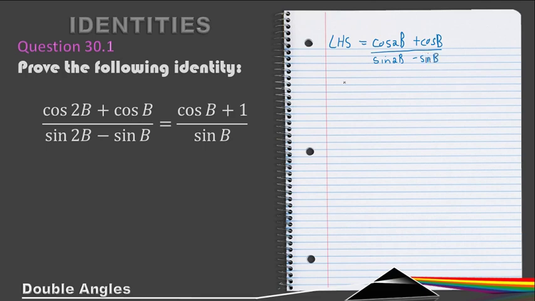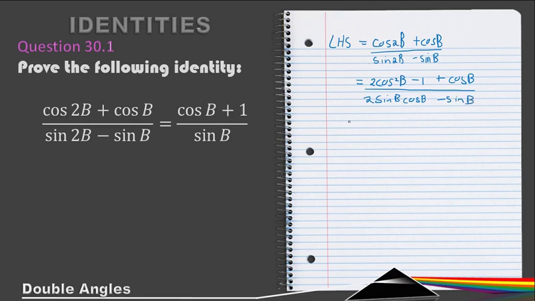Okay, now the first thing we need to decide here is which identity we're going to replace it with, and since we only have a cos here, I'm going to try and replace it with the one that only contains cos. So I'm going to replace it with 2 cos squared b minus 1, that one's identity, plus cos b. And then over here, we're obviously going to replace it with 2 sine b cos b minus sine b.